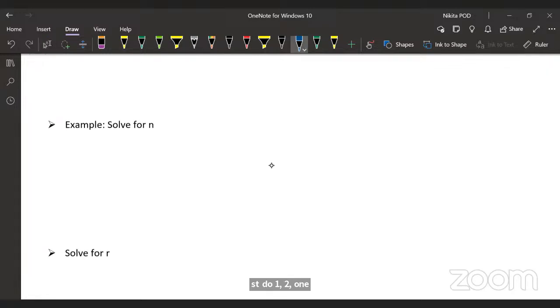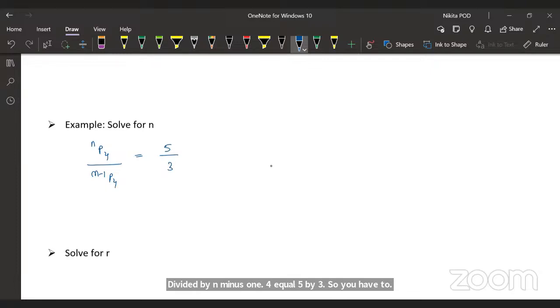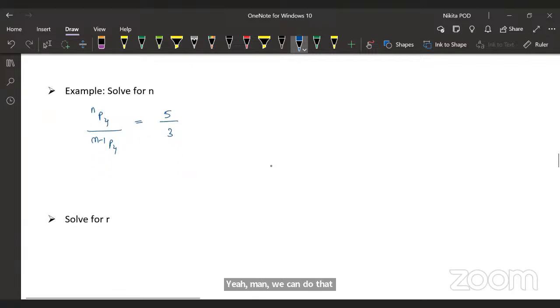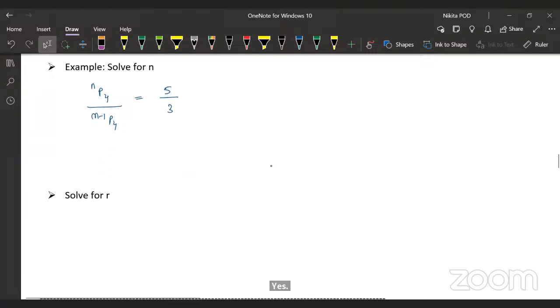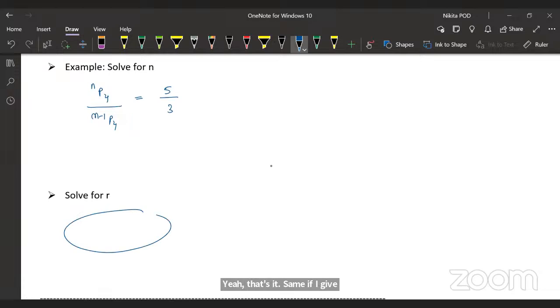So for example, you have nP4 divided by (n minus 1)P4 equals 5 by 3. You have to solve for n. You have to find n here. So it's nothing, you just have to use the formula for permutation. Same if I give something for r, you just need to find r.